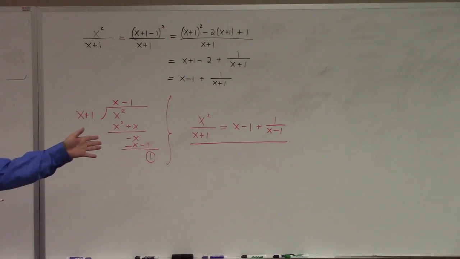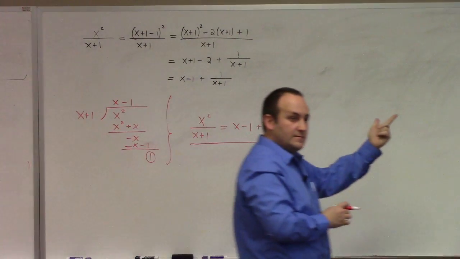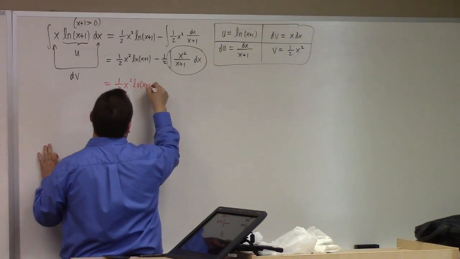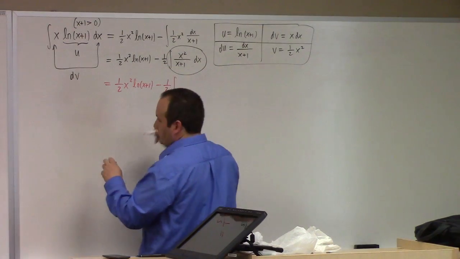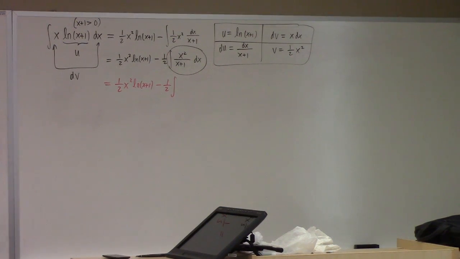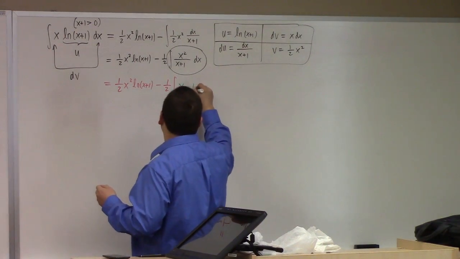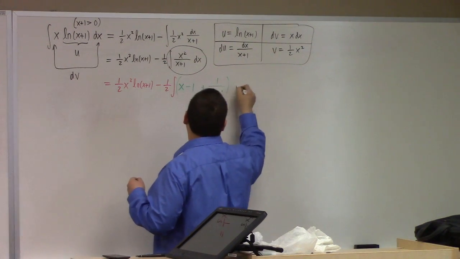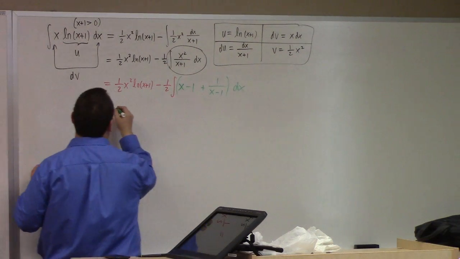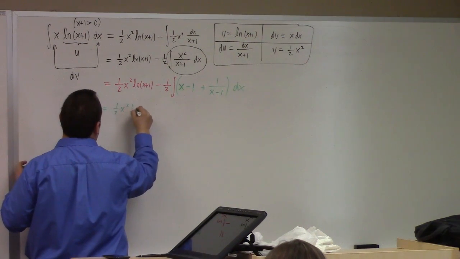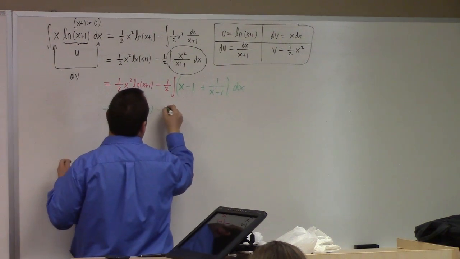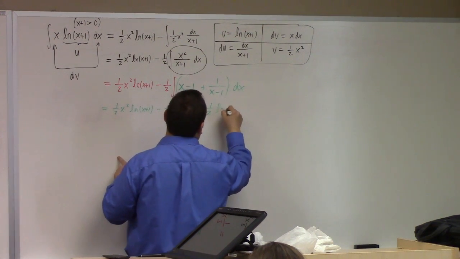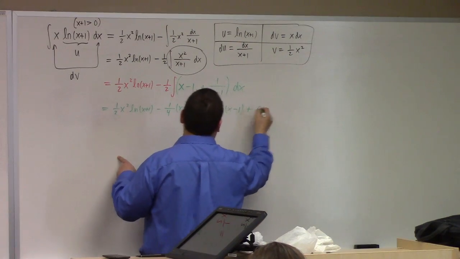Okay, now that we have that, you see how to integrate this, right? That is, x squared over x plus 1 is actually just x minus 1 plus 1 over x minus 1, right? And these things I can just integrate. So I get 1 half x squared minus x plus the natural log of x plus 1, minus 1 half the natural log of x minus 1. Plus a constant.